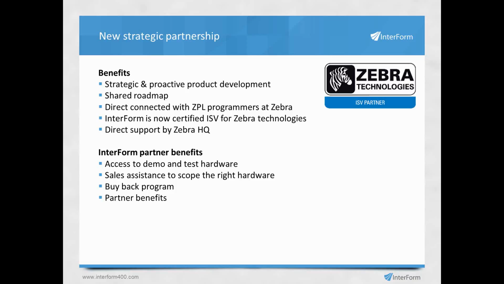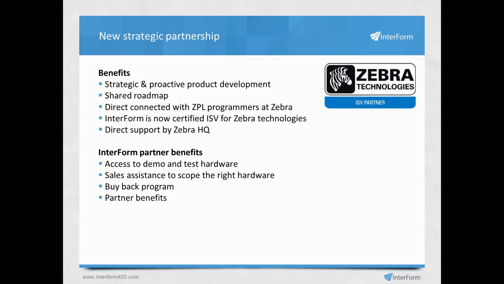Interform has joined a partnership with Zebra, a printer vendor, and with this partnership we will now get much more information about new printers, new functionality, so it helps us to adapt the printer data stream that we are generating so it fits with the new and upcoming printers from Zebra. So we have a shared roadmap with Zebra, and it's also easier for us to get direct support from Zebra in case of various problems.